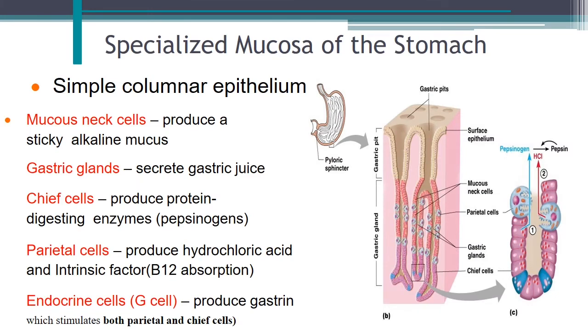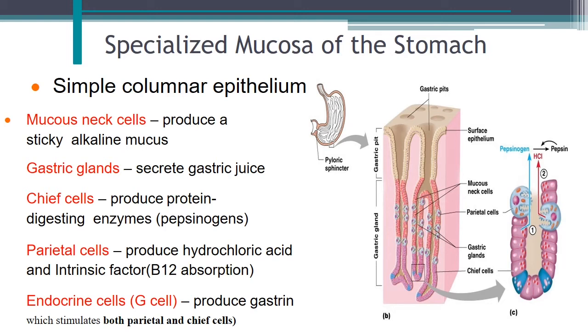Specialized mucosa of the stomach, that is the simple columnar epithelium. It is made up of simple columnar epithelium. You can see in the figure there are some cells in the mucosal layer of the stomach. First one is the mucous surface cell, which produces a sticky alkaline mucus in the stomach. Then the gastric gland that secretes the gastric juice. Then the chief cells that produce the protein-digesting enzyme, that is pepsinogen.